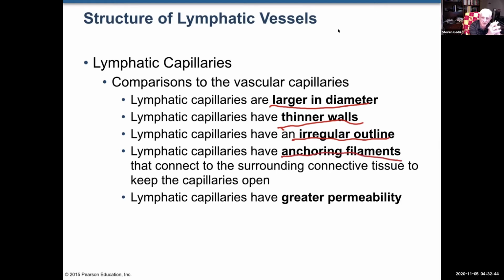Our small blood vessels don't have that. Connections to the surrounding connective tissue keep the capillaries open. So it keeps the lymphatic capillaries open. Lymphatic capillaries have a greater permeability. Okay, larger diameter, thinner walls, greater permeability. Allows things to flow into the lymphatic system easier.